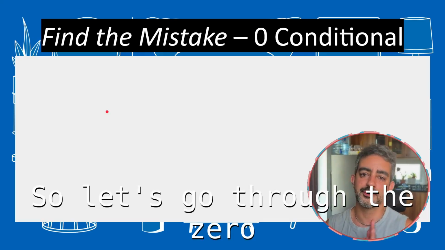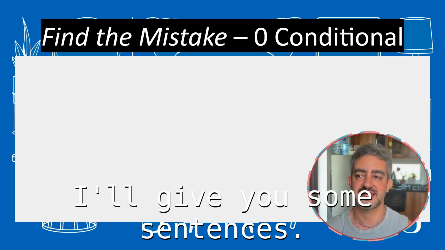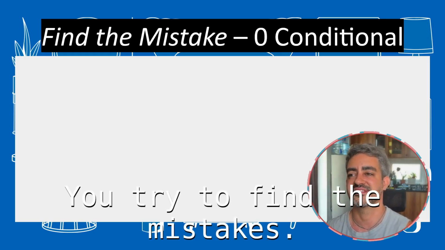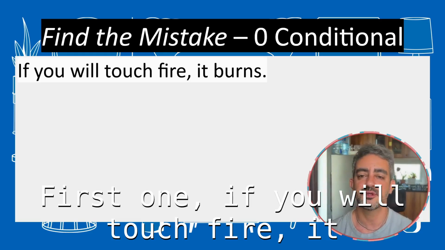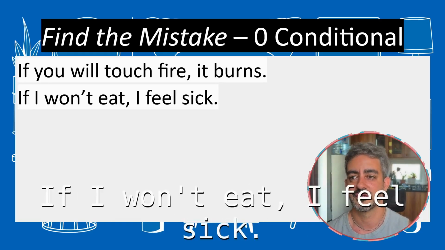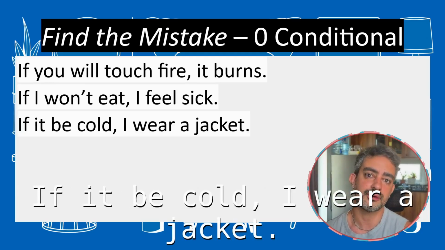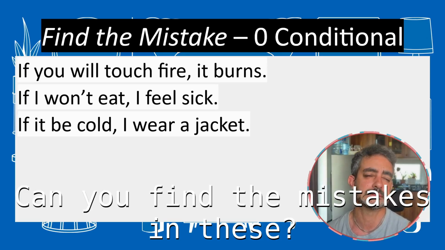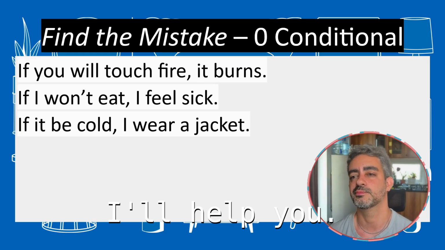So let's go through the zero conditional. I'll give you some sentences. You try to find the mistakes. First one, if you will touch fire, it burns. If I won't eat, I feel sick. If it be cold, I wear a jacket. Can you find the mistakes in these?